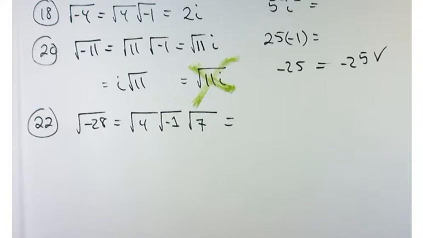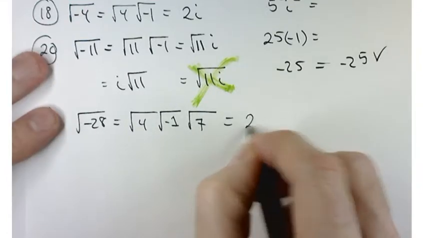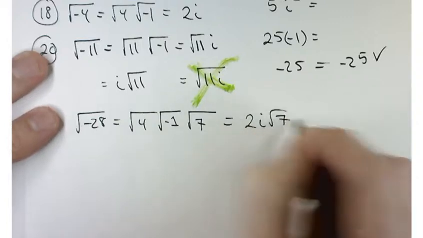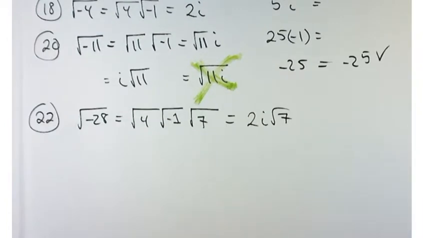How does that simplify? Yeah, 2i times the square root of 7. Yay. And that's it.